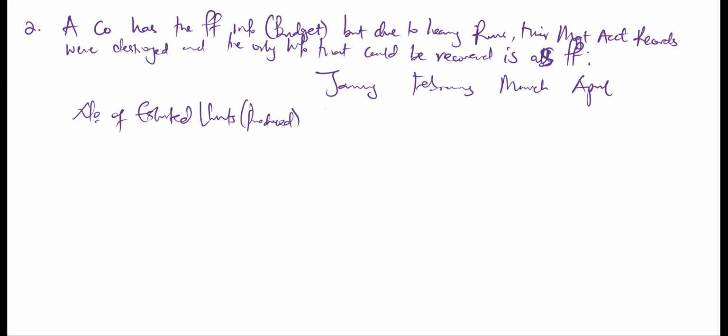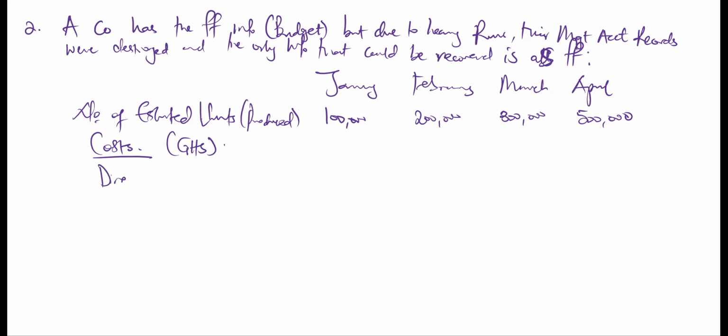January, they produce 100,000 units. February, they produce 200,000 units. March, they produce 300,000 units. And April, they produce 500,000 units. So this is what we have. Then costs. Because their records have been destroyed, direct material was 1.5 million Ghana cedi. That one they were able to tell us.